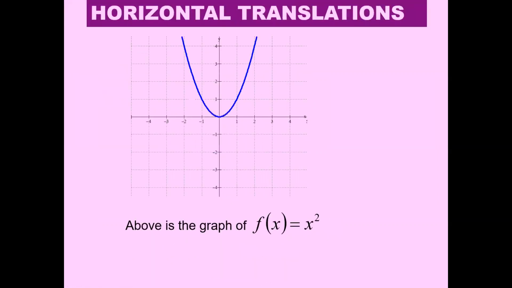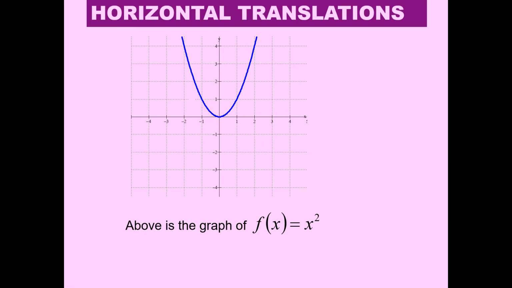Let me go ahead and move on to horizontal translations. Horizontal translations are the translations where we move to the right or to the left. That's what we call horizontal translations. Here's an example. This is the graph of the parabola again, f of x is equal to x squared.